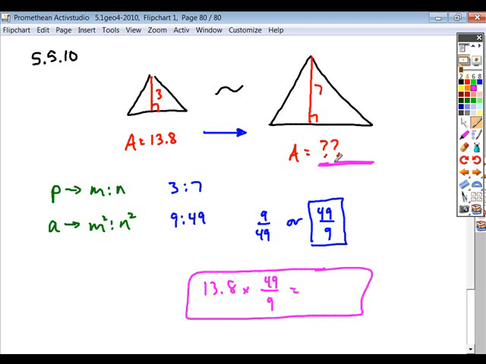So if you did this calculation, 13.8 times 49 divided by 9 winds up being 75.13. And so you don't have to go through and try to find what the corresponding bases are on this. You can just enter your answer here. The units are inches. It's an area, so it's square inches.